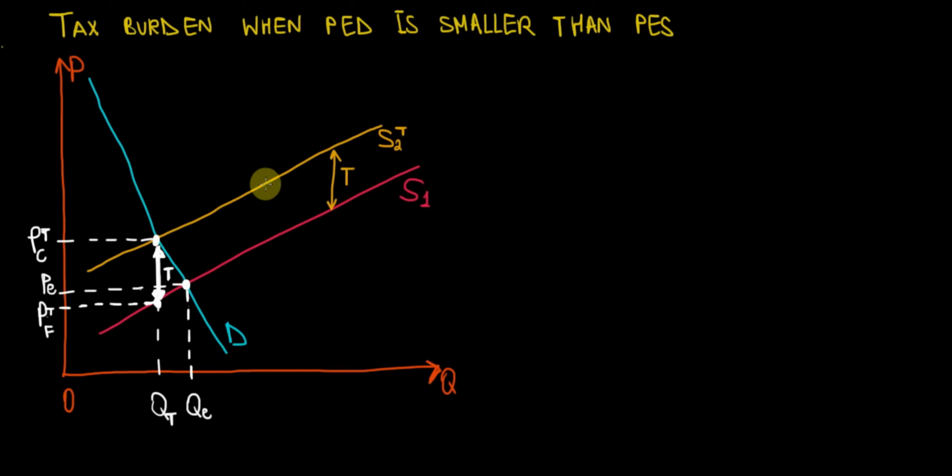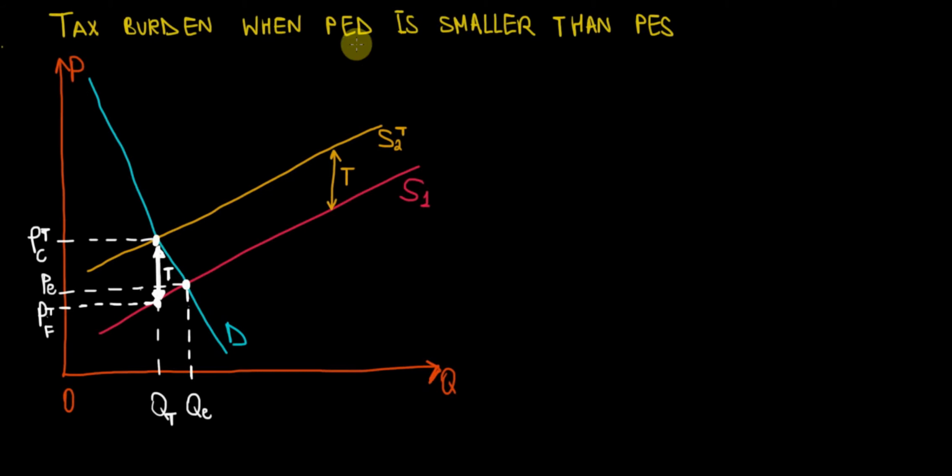In this video, I would like to explain the tax burden that happens on the market when the government imposes a specific tax on production when the price elasticity of demand is smaller than the price elasticity of supply. So in the previous video, you saw I already reasoned how it works when the PED is greater than PES. Now I want to change the scenario and do the opposite.